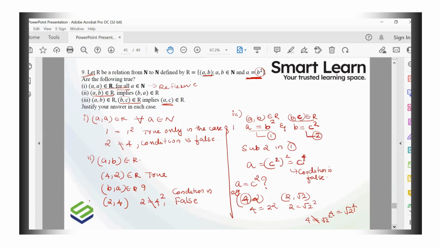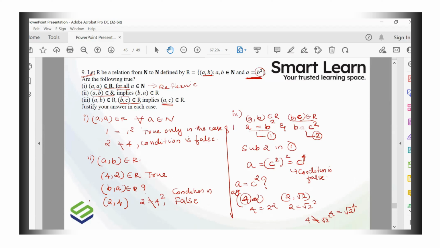Now, next, this question. This is very important, children. Here, a relation from N to N defined by R is (a, b) such that a, b are elements of N, a equal to b square. So, first is (a, a) is an element of R for all a belongs to N. So, I will take 1. Okay, 1 is equal to 1 square. That is correct. But when I check 2, 2 is not equal to 2 square, 4. That means it is true only in the case of 1. All other cases are false. So this is false.